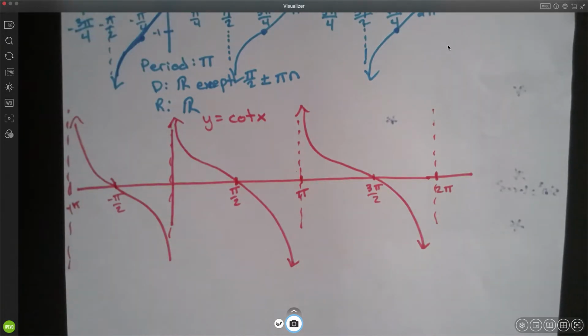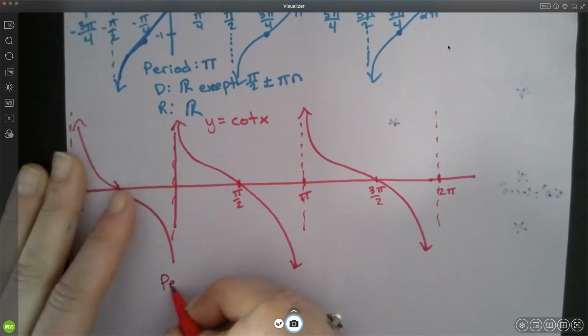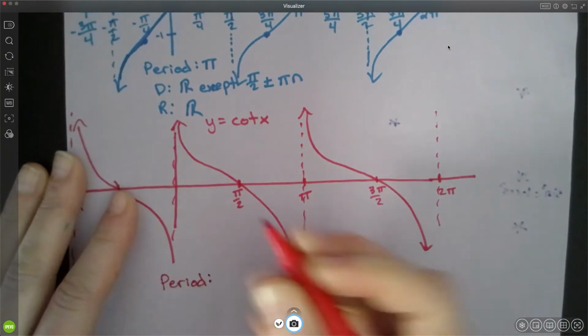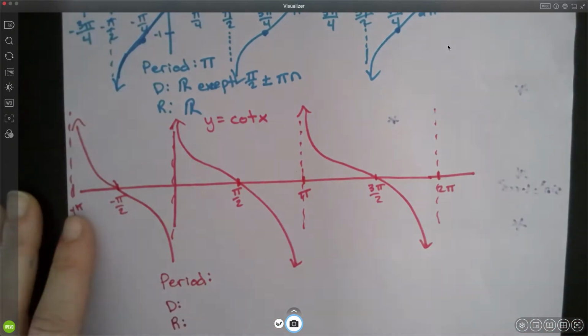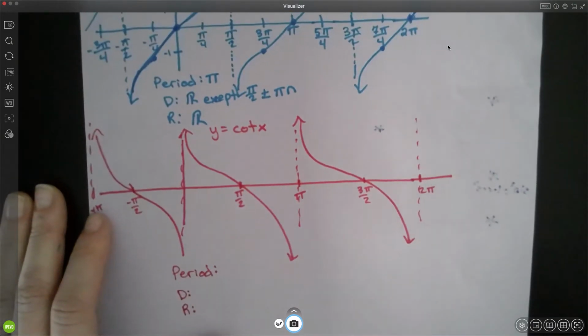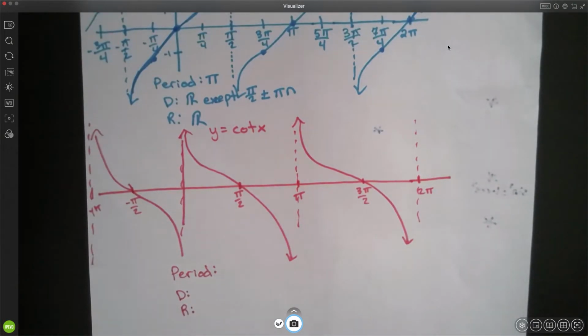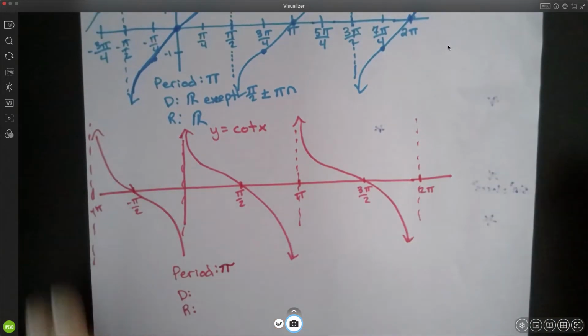Okay, we'll do period, domain, and range again. Period, domain, range. Okay. So period, they said it's just pi. Is that true? Pi. Right? So this is the period. Period is just pi. Okay. Period is just pi, right?